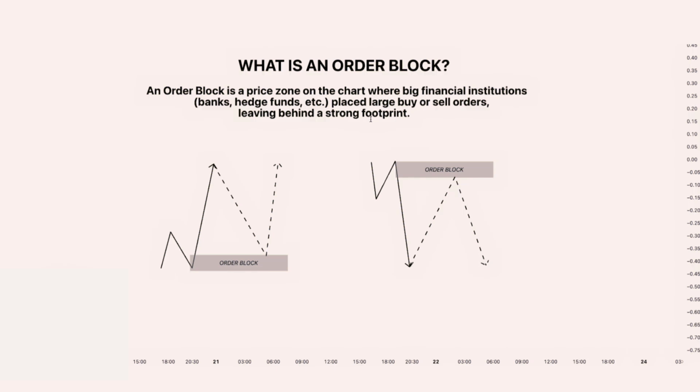So from what I have here on the screen, you can see that an order block is a price zone on the chart where big financial institutions, like banks, hedge funds, etc., placed large buy or sell orders, leaving behind a strong footprint. So have it in mind that order block, I will call it the most popular entry point for Smart Money Concept strategy, and I use it too. At the end of this video, I would get to show you how I map it out on the chart, take my entries, things I look out for on the order block, and the rest.